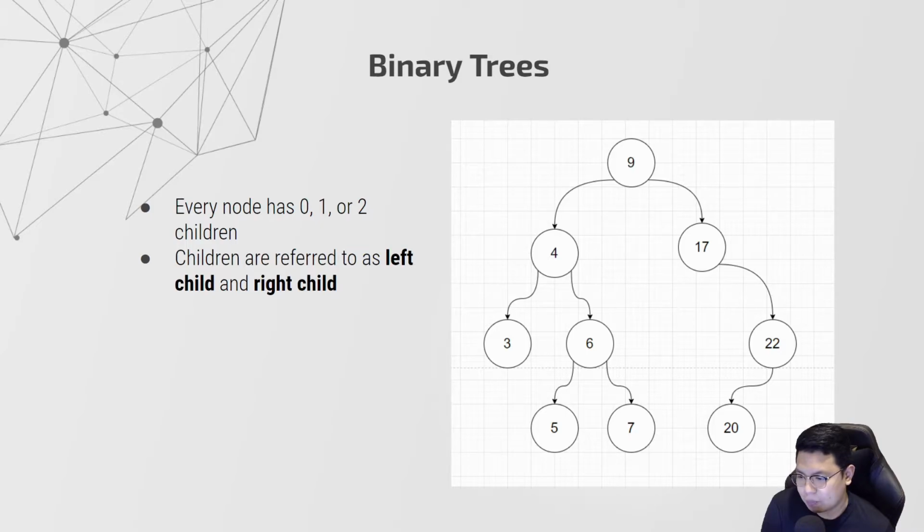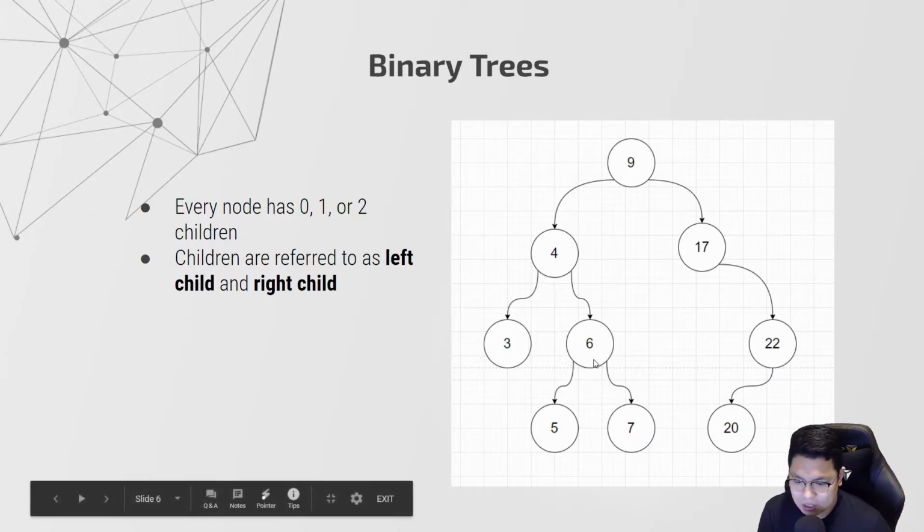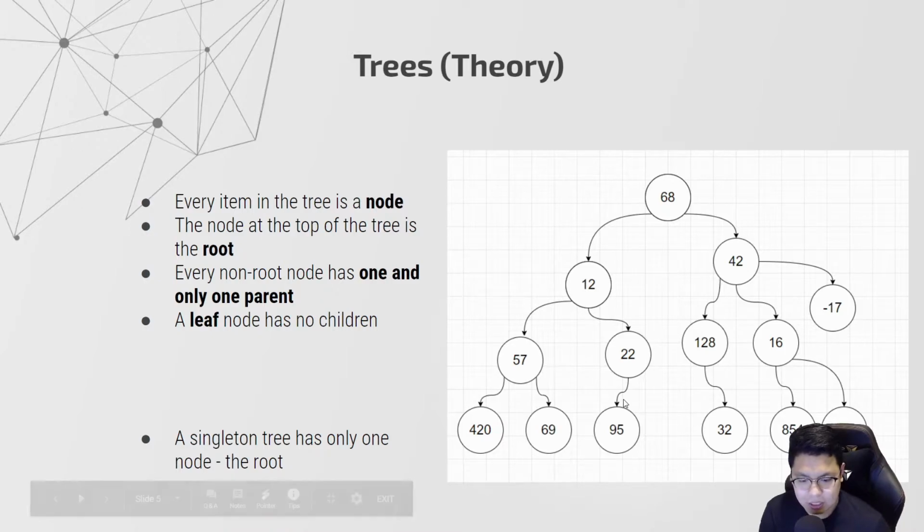We're going to be a little more specific in our tree. Here we're going to look at binary trees, and later on we're going to look at binary search trees. For a binary tree, every node has either 0, 1, or 2 children. That's very important to remember. As you can see here, number 9, our root node, only has 2 children, 4 and 17. 17 has 1 child, and 22 has only 1 child. 6 has only 2 children. So you cannot go more than 2 children.